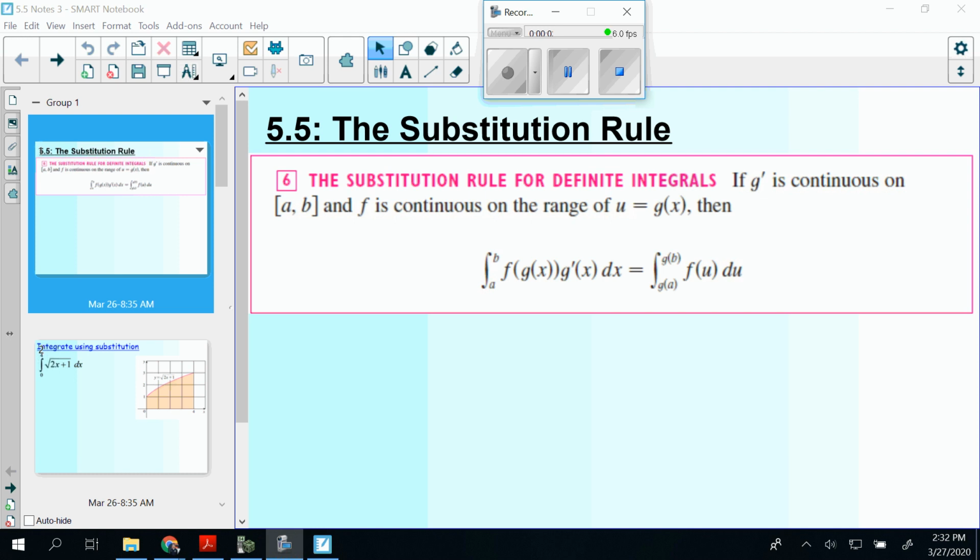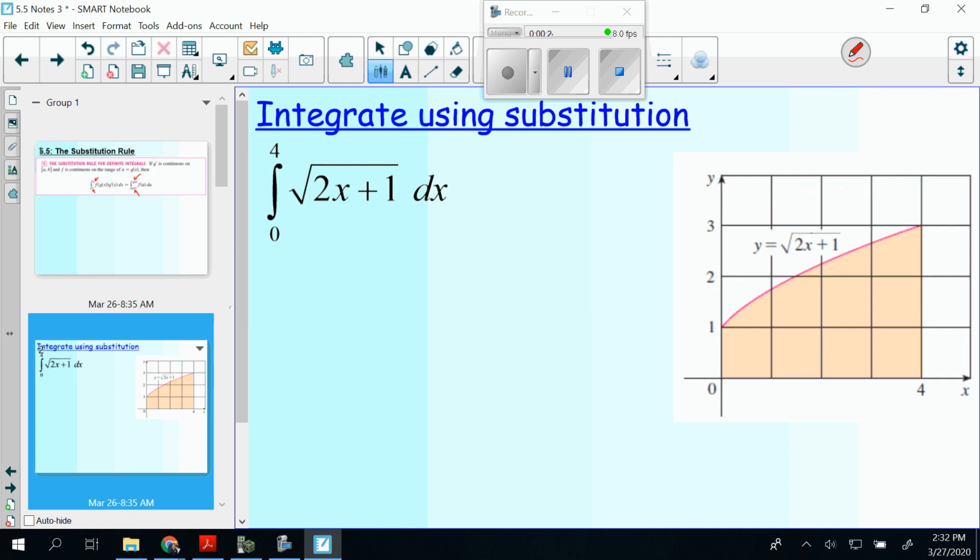All right, now we're going to start looking with substitution rule at how you do definite integrals. If you have upper and lower limits, how do you evaluate that? Well, you're still going to do your substitution, but that also means we need to now make our limits in terms of this new function as well. All right, so let's look at an example.